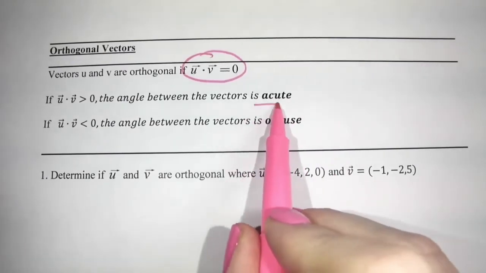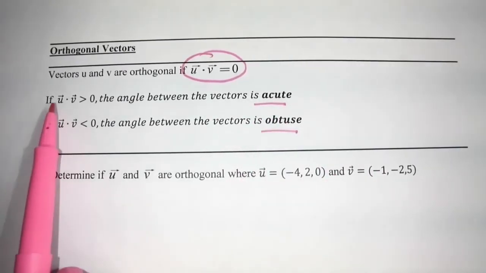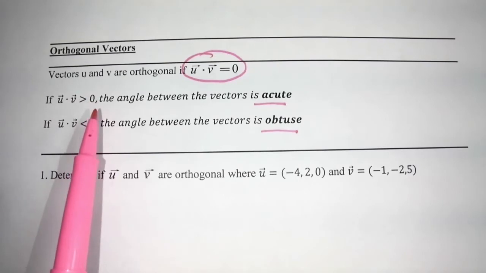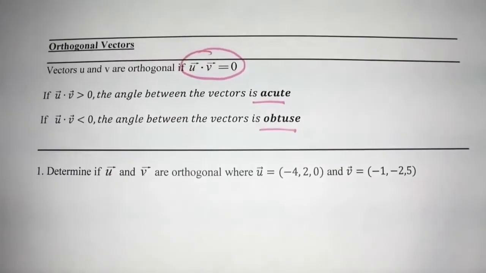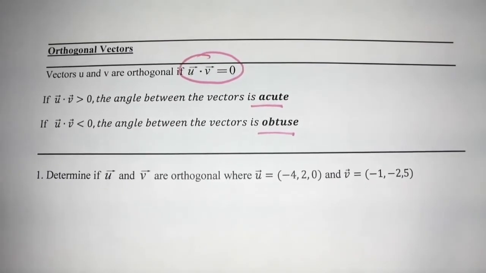Technically, they talk in the textbook about acute being if u dot v is greater than 0, then the vectors are at an acute angle, and if u dot v is less than 0, the vectors are at an obtuse angle. I've never seen that come up on the exam, though. They typically focus on strictly orthogonal.